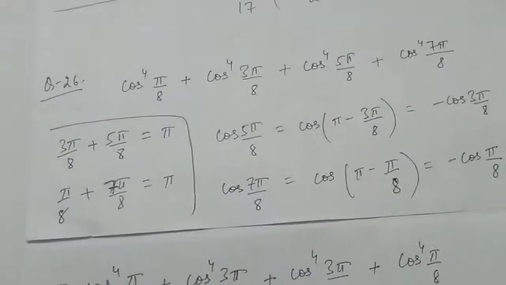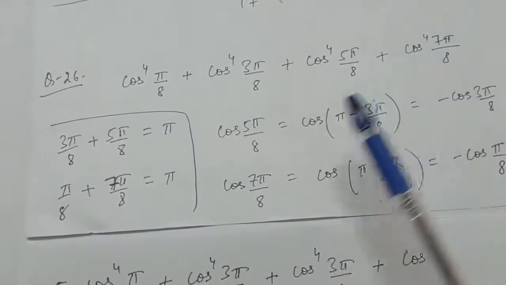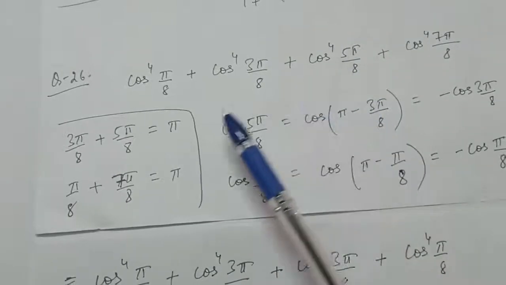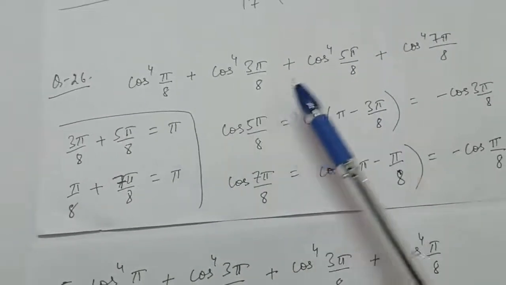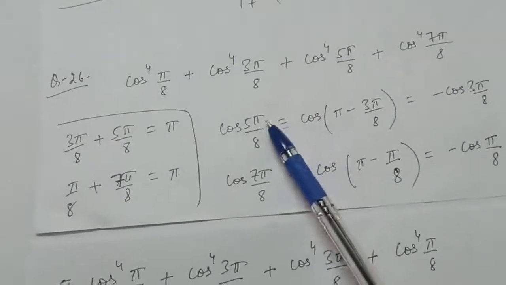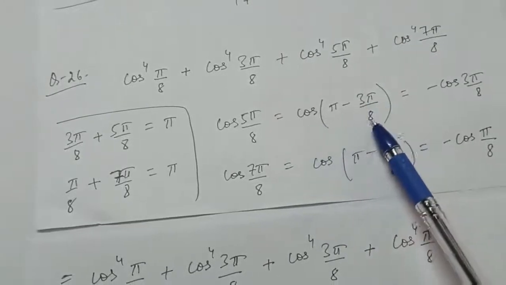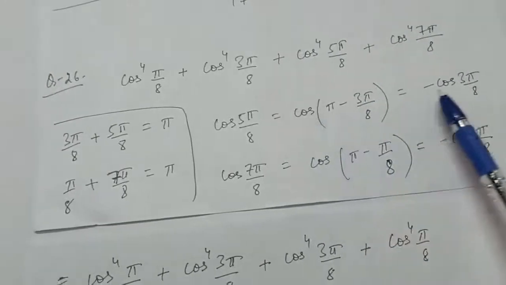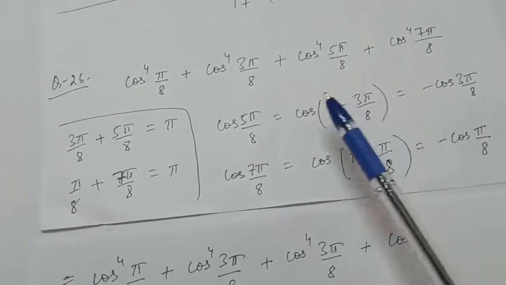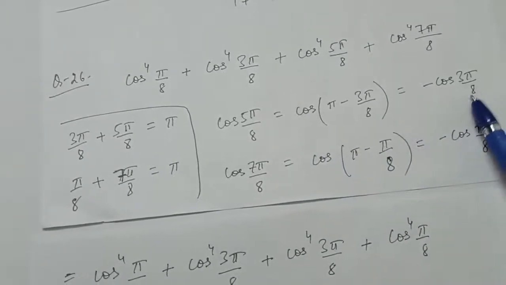So we can see that pi by 8 plus 7 pi by 8 is pi, and 3 pi by 8 plus 5 pi by 8 is also pi, right? Therefore, we will make the changes in these two terms. This cos 5 pi by 8 can be written as equal to cos pi minus 3 pi by 8. Now at pi, cos will remain cos. This is pi minus something, that is second quadrant where cos is negative, so a minus sign will come, and 3 pi by 8, right?